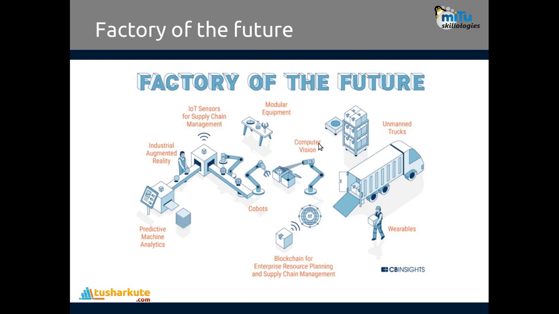Now computer vision. Here we are making use of a camera to capture the product's goods. With the help of image processing, we find the quality of these manufactured goods. Then blockchain. You might have heard about blockchain. Blockchain is a novel technology used today for cryptography. For enterprise resource planning and supply chain management, we can make use of blockchain, and with the help of that, security and resource planning, ERP, can also be done.